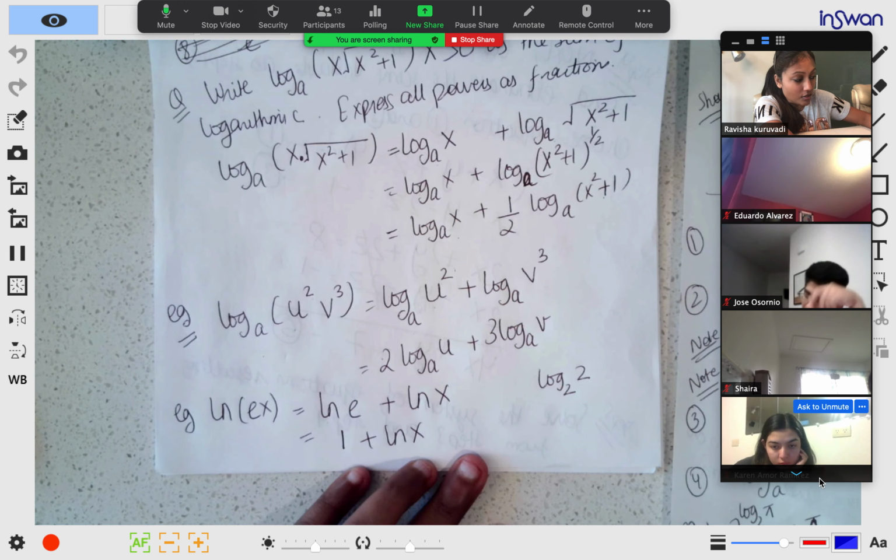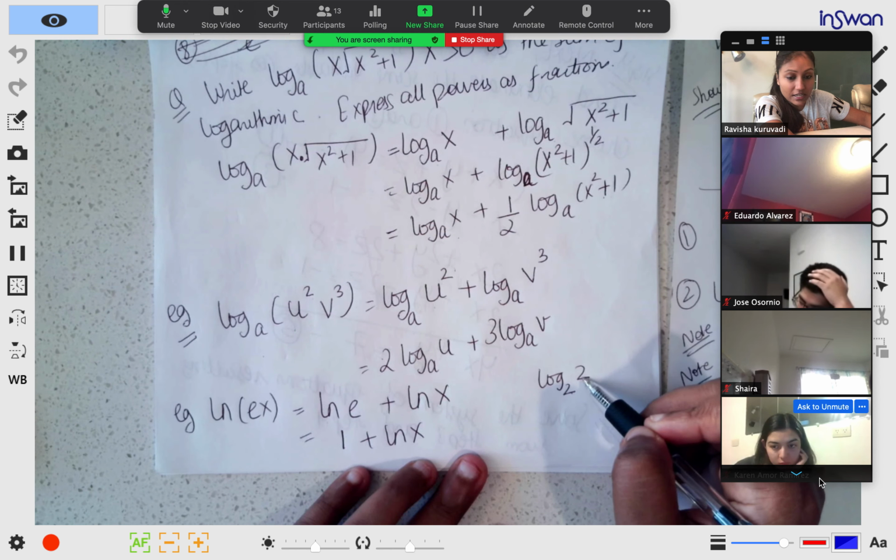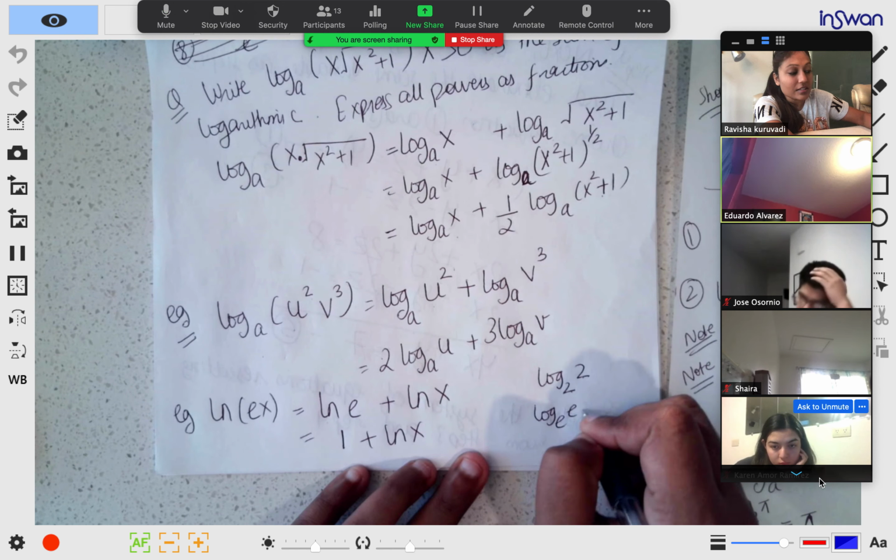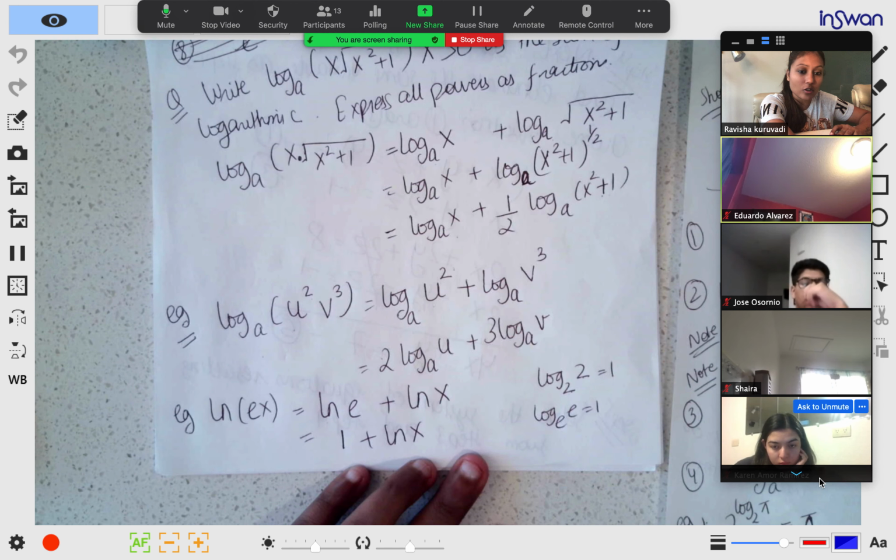Your number is the same and your base and the number exactly are the same. Why is ln e 1? Yeah, I'm just explaining, it's only e, right? Yes, it can't be any other letter, because ln is log with base e.